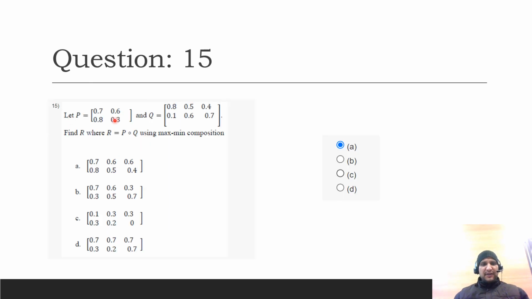Question 15: let P and Q be given, find R, where R is equal to P composed with Q using max-min composition. Earlier we saw a question on crisp relation, but this question belongs to fuzzy relation. So we have to use the max-min composition, and after solving that, I found that option A is the correct one. For this type of question, you have to be aware of the fuzzy concepts, fuzzy set, fuzzy operator, fuzzy relation, and in the same way crisp set, crisp relation, crisp operator.